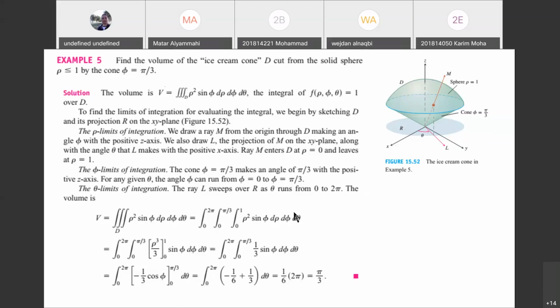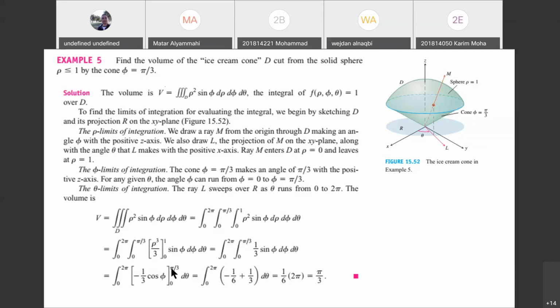Theta all the time, as I said, is exactly like the polar coordinate, because you have a sphere, so you will go from 0 to 2 pi. You integrate with respect to rho, so rho squared becomes rho cubed over 3. The upper bound is 1, the lower bound is 0. When you substitute, you have this value. Next, you integrate with respect to phi. What is the integration of sine phi? Minus cosine phi, substituted by pi over 3 and then by 0.